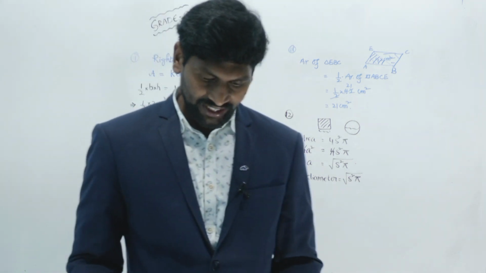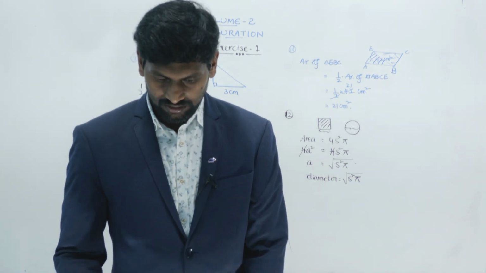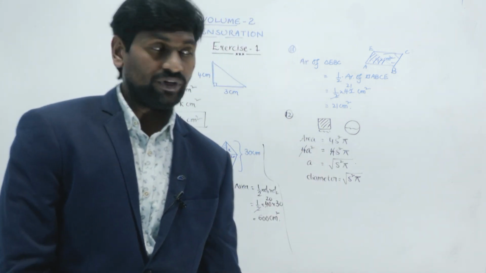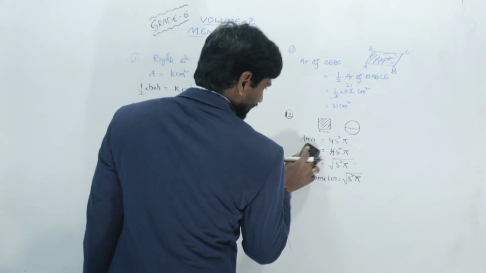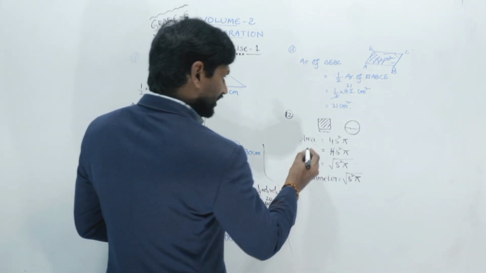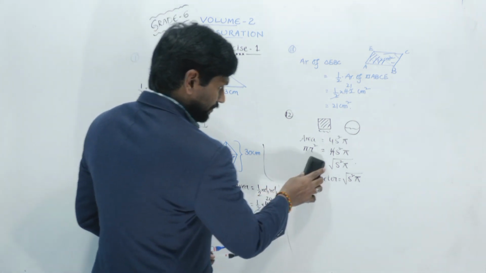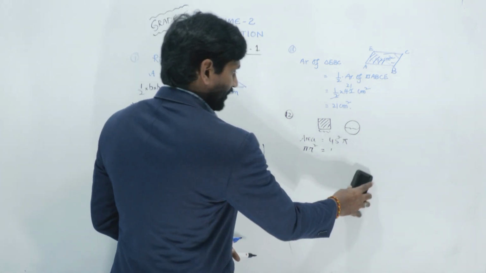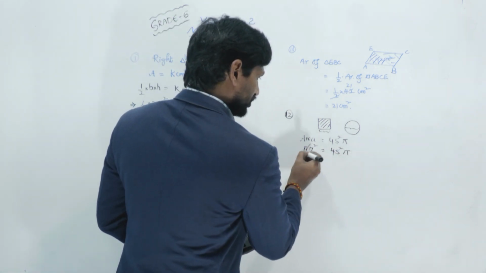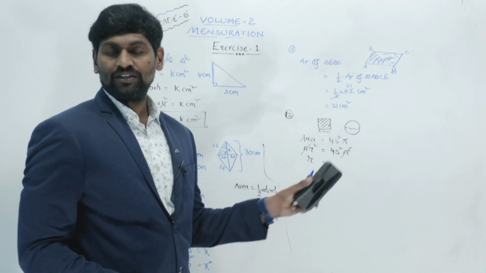Now what do we have to find? We need to find the area of the square whose side is equal to the diameter of the circle. The area of the circle is given, and we need to find the area of the square. The area of a circle formula is pi r square. So pi r square is equal to 4s square pi. Both sides, pi cancels. From this, r square is equal to 4s square.